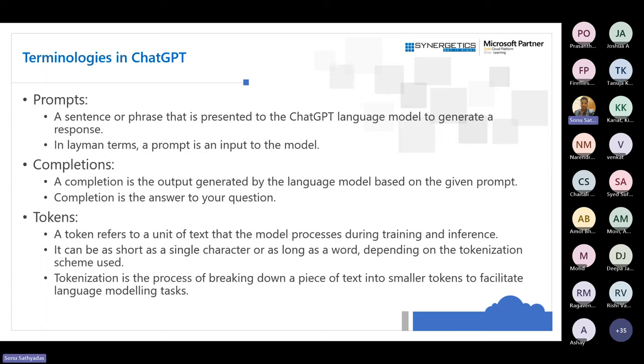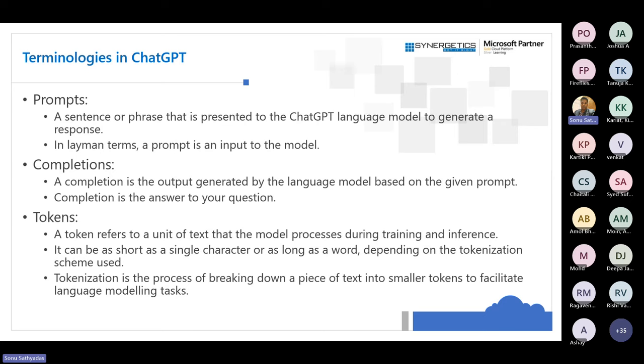The common terminologies that we use in ChatGPT or GPT are primarily the prompt, then completions, and then tokens. Because as a GPT user, you converse or communicate with the GPT model with the help of a prompt. A prompt is a sentence or a phrase that is presented to the GPT for generating the response. So you can tell the model that I want this. You can provide a textual description of what you want. In layman's terms, a prompt is an input to the model. And this model is capable of identifying what you want from the given text, and it will produce the responses based on the trained data.